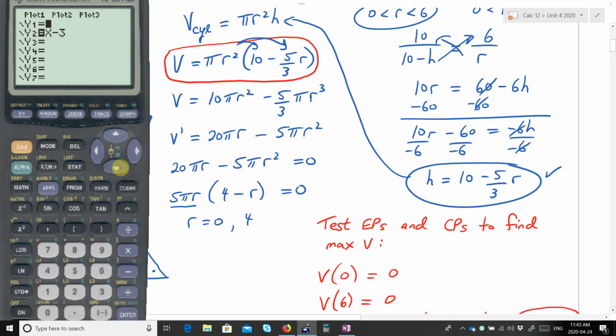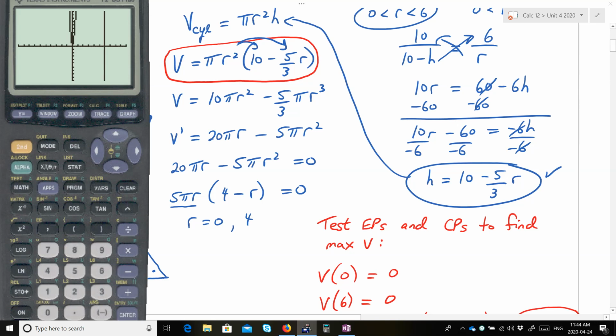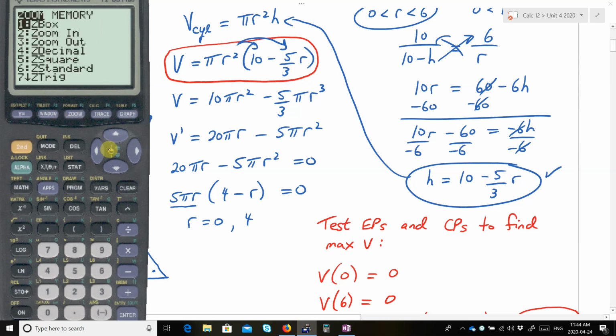I have to use y and x in the calculator, but y really takes the place of V, and x takes the place of r, so it would have to be, what's the easiest way to type this in? Well, we could just do pi r squared times the 10 minus, in brackets, 5 over 3 times r, which is x. Okay, so there's my volume versus radius. And the interval for the radius was best between 0 and 6.